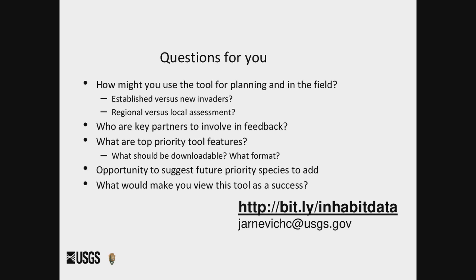There's also the opportunity to suggest future priority species to add. We have a list of 40 species that we'll be completing this year and getting into the system that came from discussions with the exotic plant management teams and some other agencies. In the next year, we hope to create models for at least 50 more species. We're also interested in what people would view this tool as being a success.